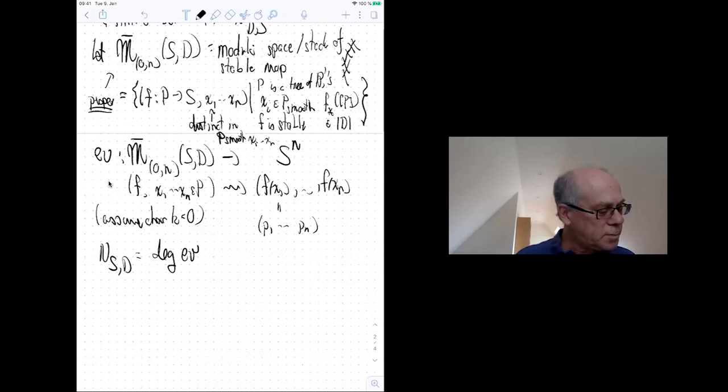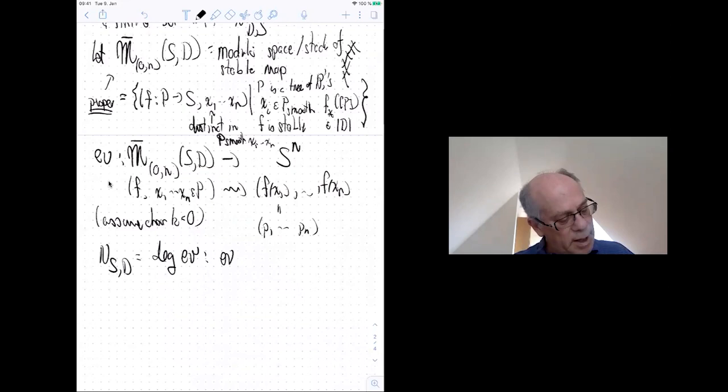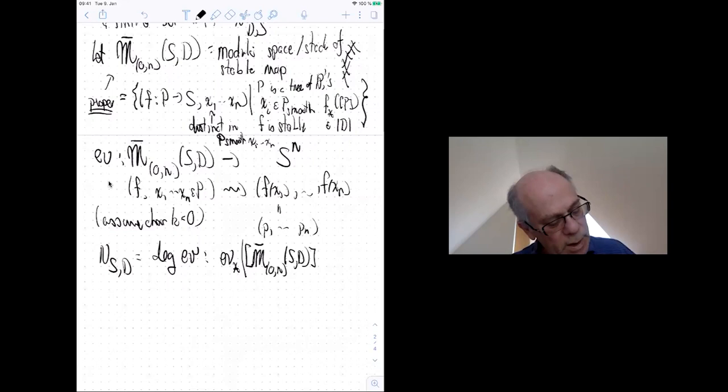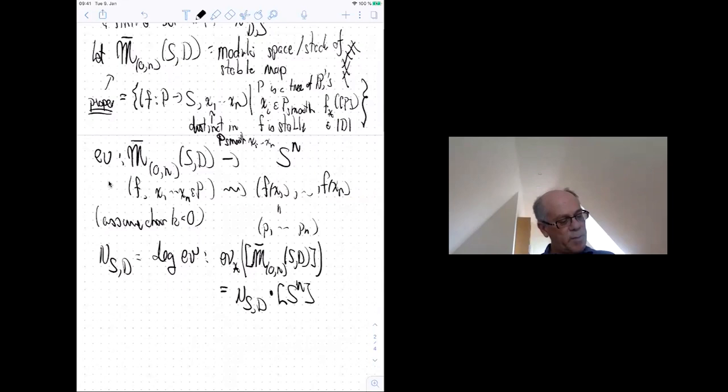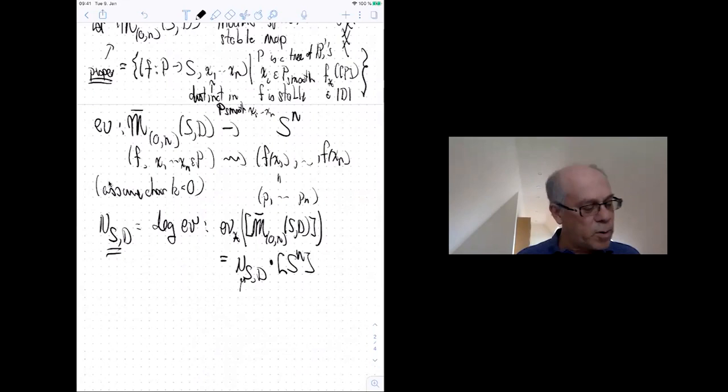Another way to say it is if you take the evaluation map and you look at it as a map on cycles or on varieties or whatever, if you take this and apply it to the fundamental class, this turns out to also be irreducible in most cases. Let's not worry about that. But take the sum of the irreducible components, they're all going to be of the same dimension. You take the push forward of this thing, it's actually equal to this multiple N_{S,D}, so the degree, times the fundamental class of S^n. Okay, so we can count this as a degree of a map or as measuring this integer invariant, which tells us what the push forward of the fundamental class is.